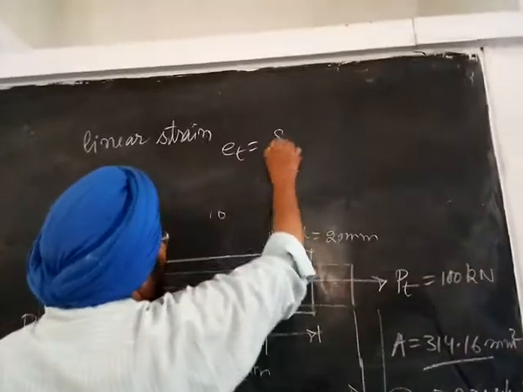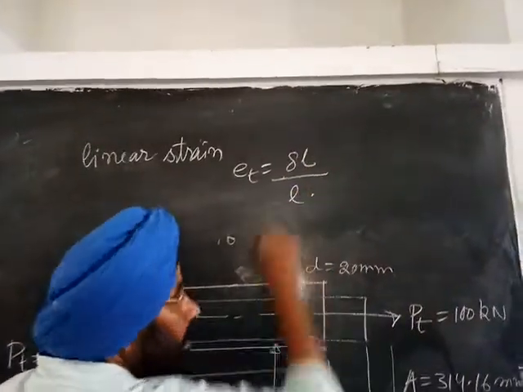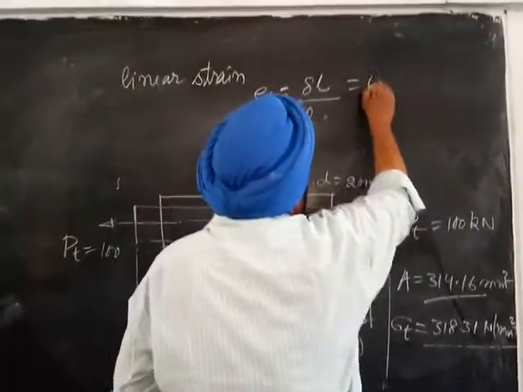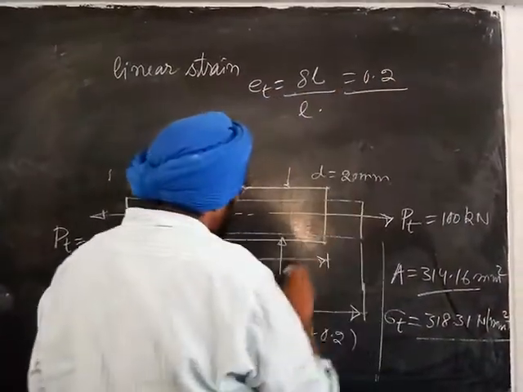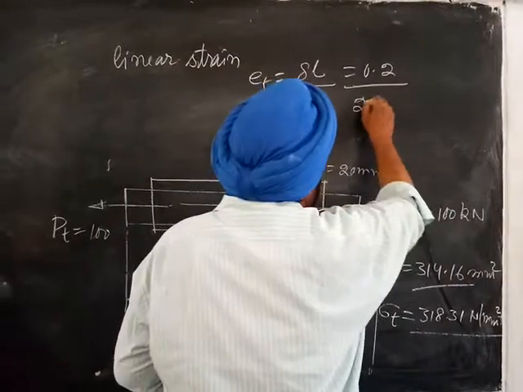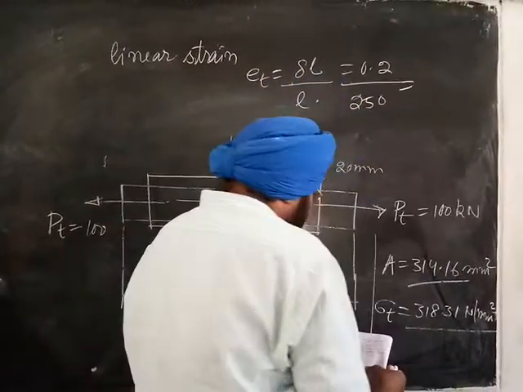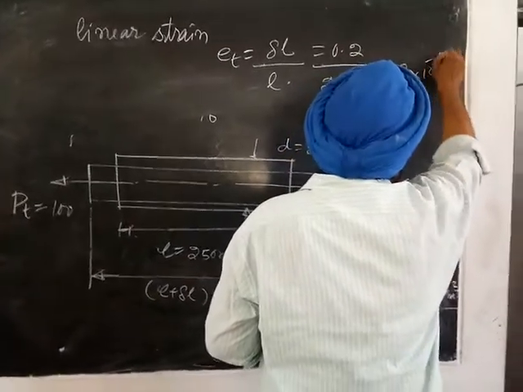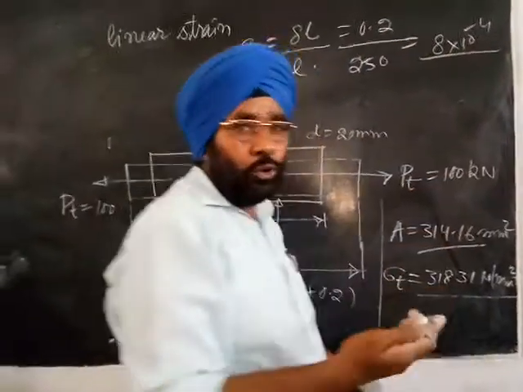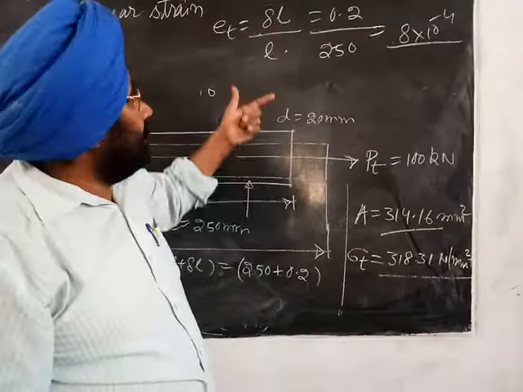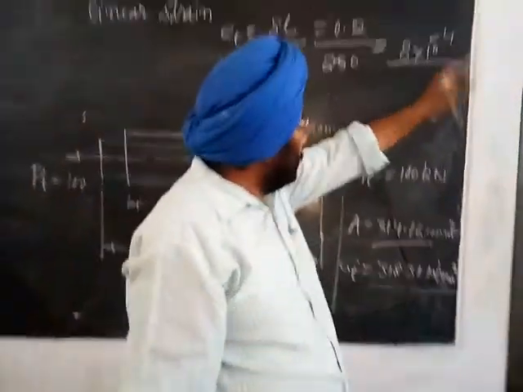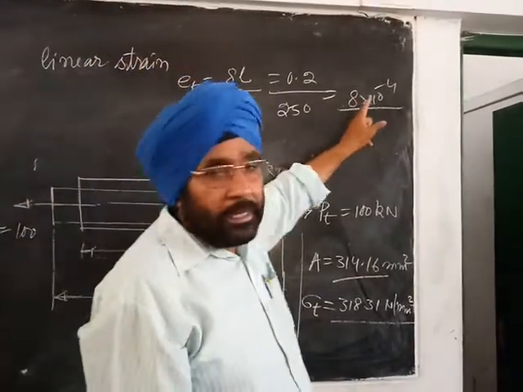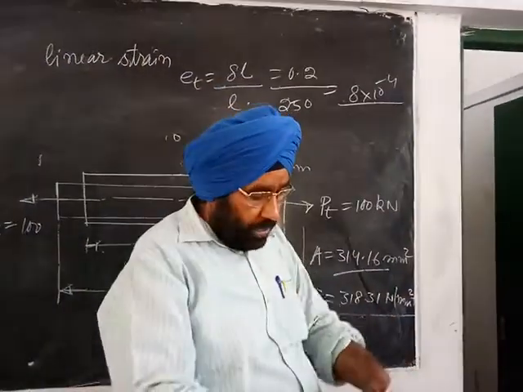This is the ratio of increase in length upon original length. So increase in length delta L 0.2 and original length 250 mm. So this is longitudinal strain, 8 into 10 raised to the power minus 4. It has no units, because strain is a ratio. So this is the value of linear strain or longitudinal strain, 8 into 10 raised to the power minus 4.